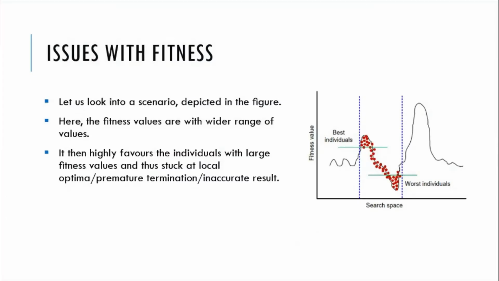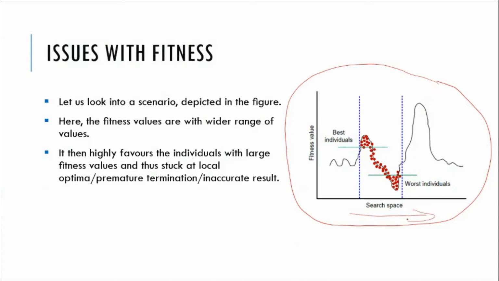So let us see some of the issues with the fitness values in genetic algorithm, that is, when we calculate the fitness values, what is the main issue that is present? Suppose we have a condition like this: the search space is in this direction, and the fitness values are given here, and the fitness values move like this as the search space moves towards the right side.